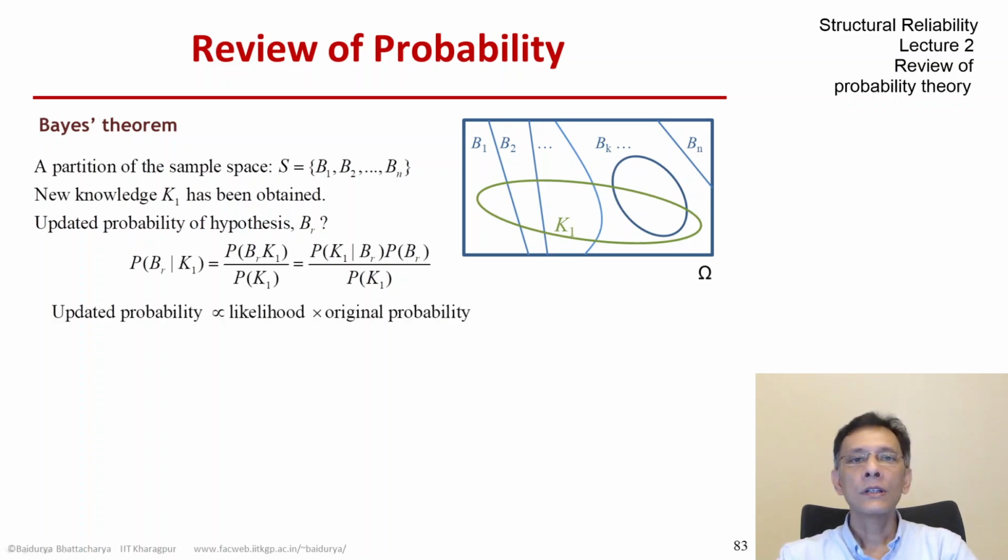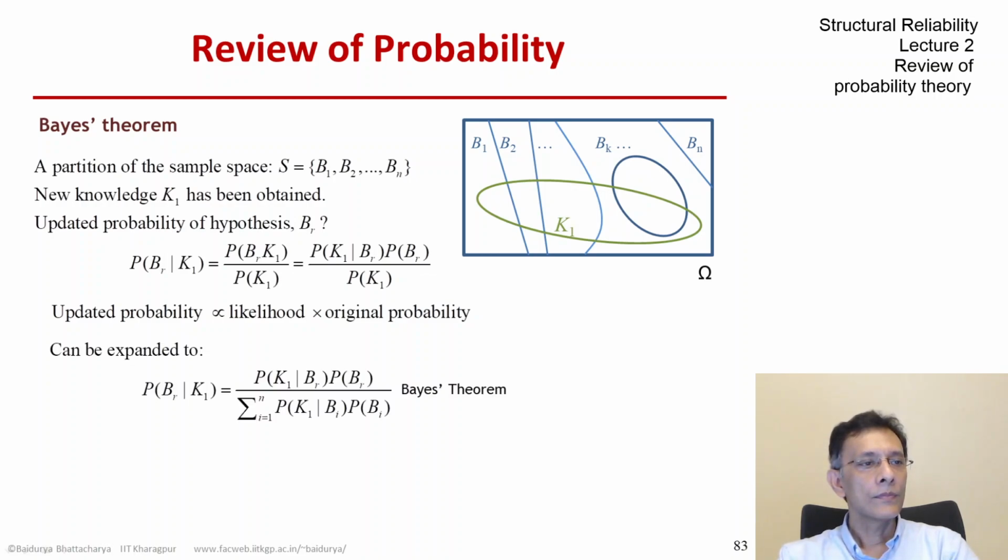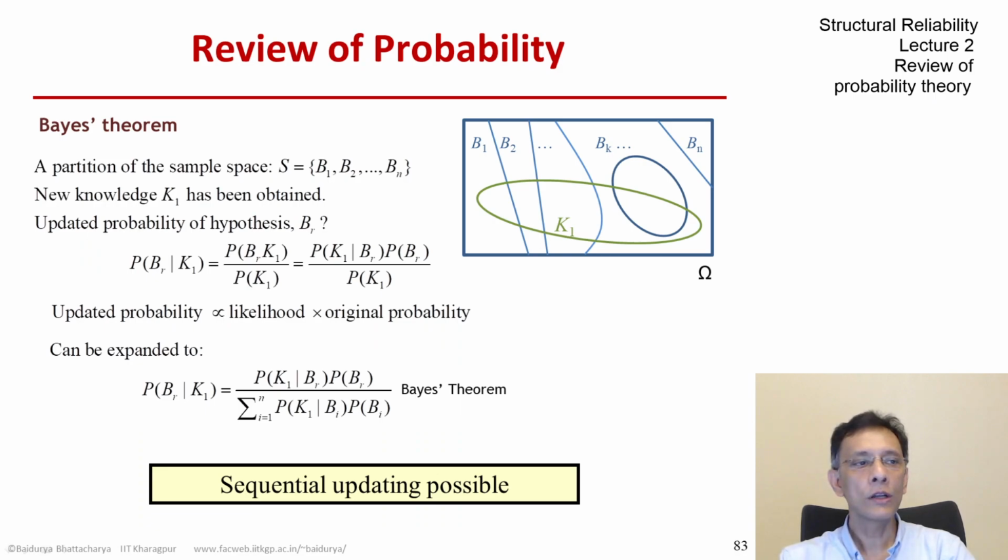So this is basically stating that the updated probability of Br with the new knowledge K1 is proportional to the likelihood of that knowledge and the original probability of Br. A more familiar expression of Bayes' theorem is what you see now, where the denominator is expanded with the help of the theorem of total probability. Now, if new knowledge keeps coming in, K1, K2, and so on, sequential updating of P of Br is straightforward.